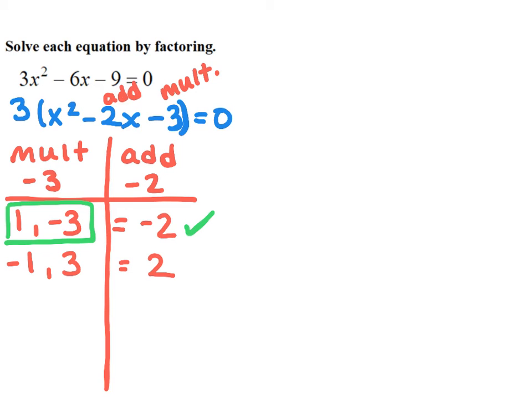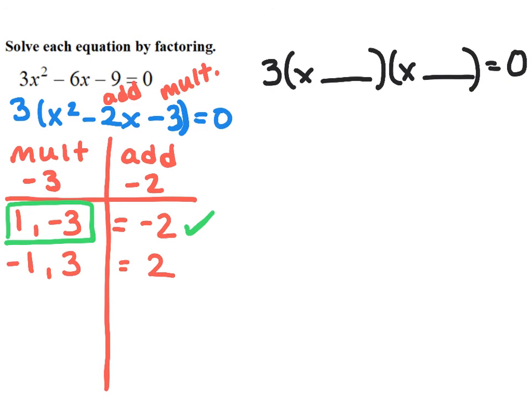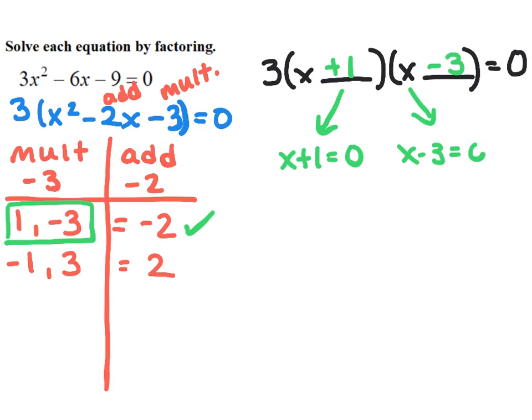Now I can rewrite this. I keep the 3 in front, so I have 3. I know it's x and I'm filling in, and then x and I'm filling in, set equal to 0. From over here, I know it's going to be plus 1 minus 3. Now I can say x plus 1 equals 0 and x minus 3 equals 0.